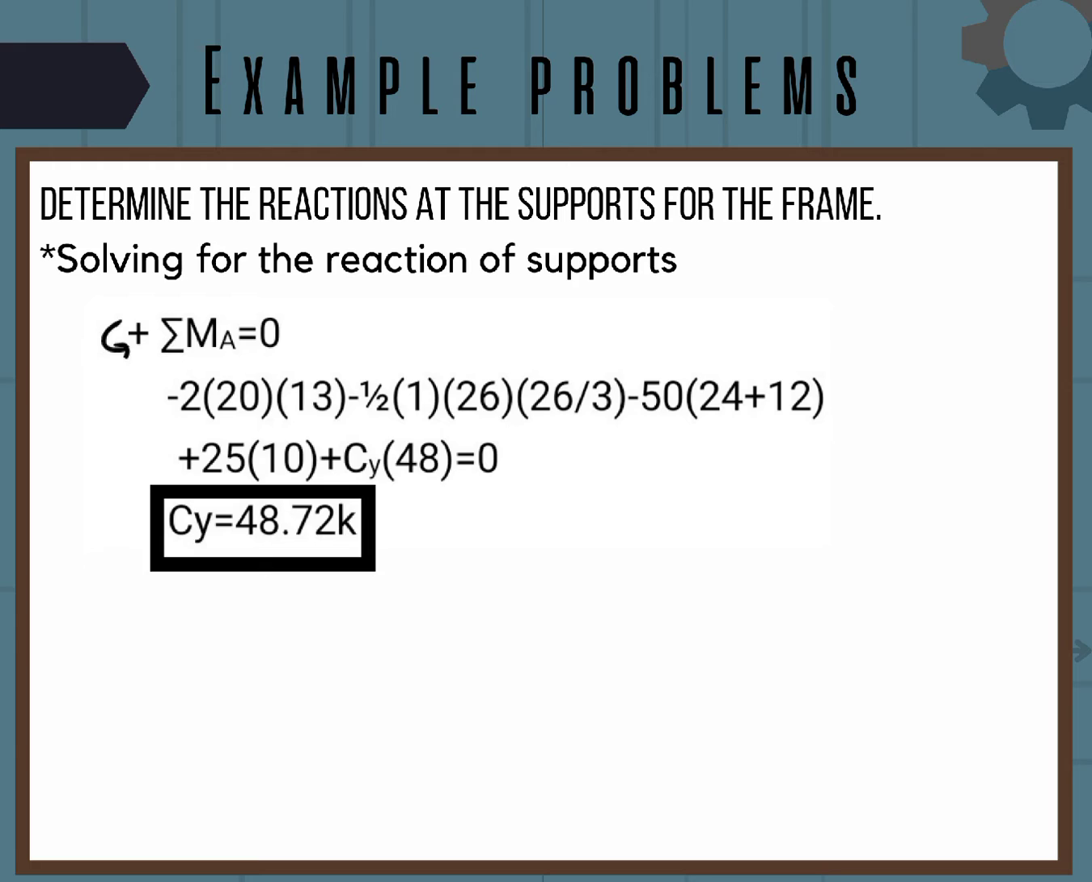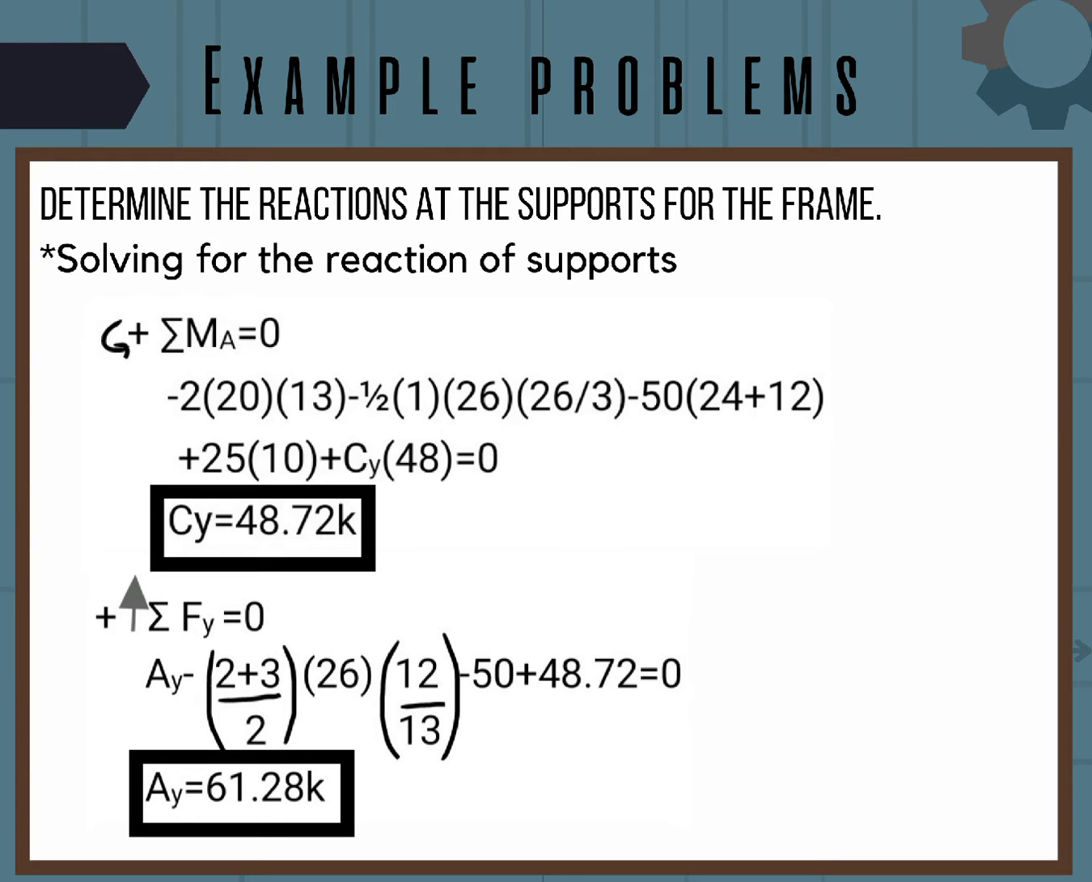Solving for the reaction of the force to get the Cy. Summation of moment at A equals 0. Negative 20 times 13 minus the area of the triangle, 1/2 times 1 times 26 times 26 over 3, minus 50 times 24 plus 12 plus 25 times 10 plus Cy times 48 is equal to 0. So the answer will be Cy is equal to 48.72 kips.